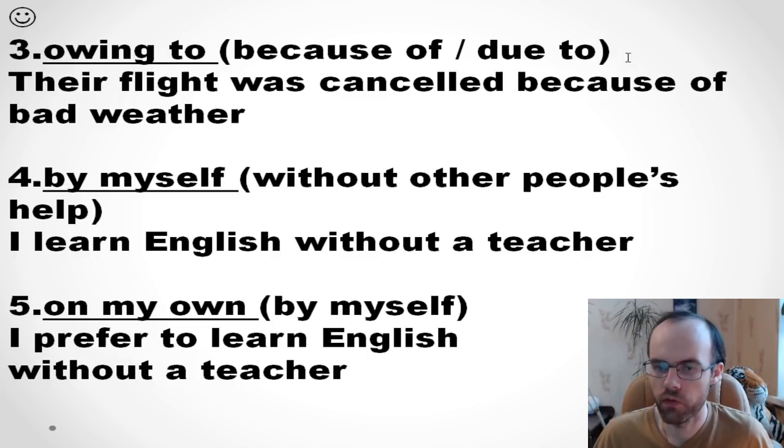Owing to, it means because of or due to. So, you know, due to is more formal. Make sure you pronounce it correctly. Not owing, we don't pronounce w. Owing to, because of or due to. Look, their flight was cancelled because of bad weather. Say it using owing to. Their flight was cancelled owing to bad weather. Good. Or say it using due to. Their flight was cancelled due to bad weather.